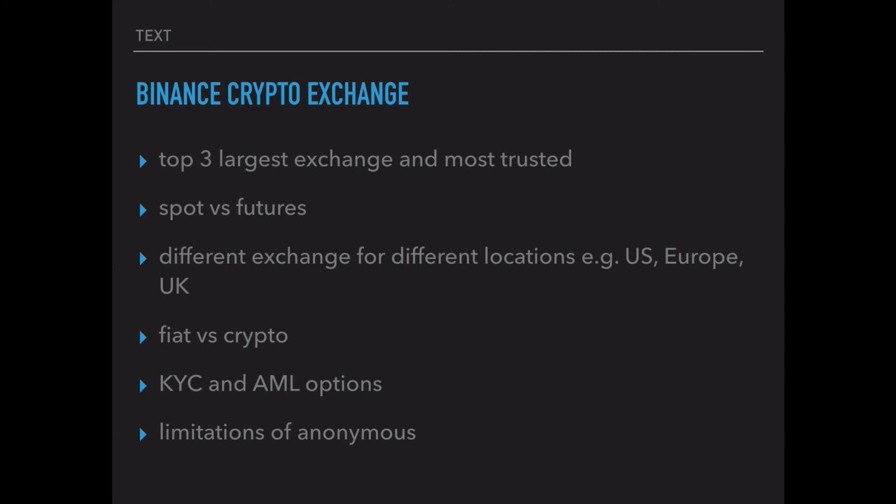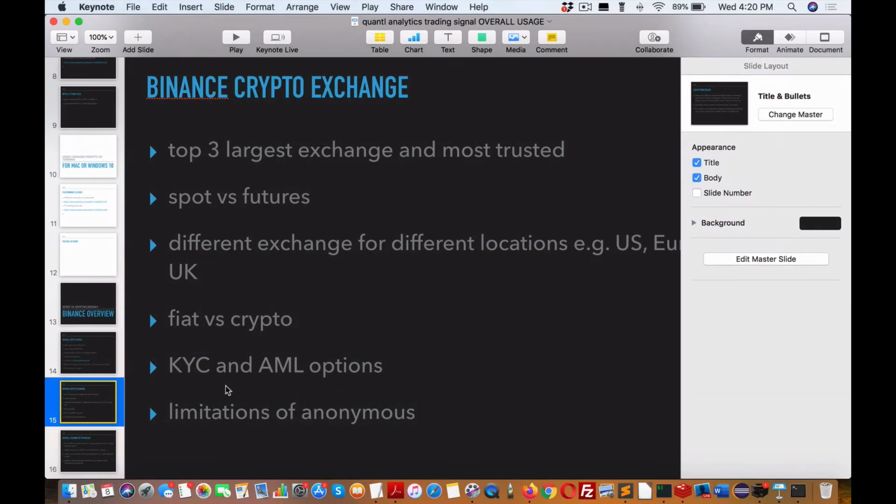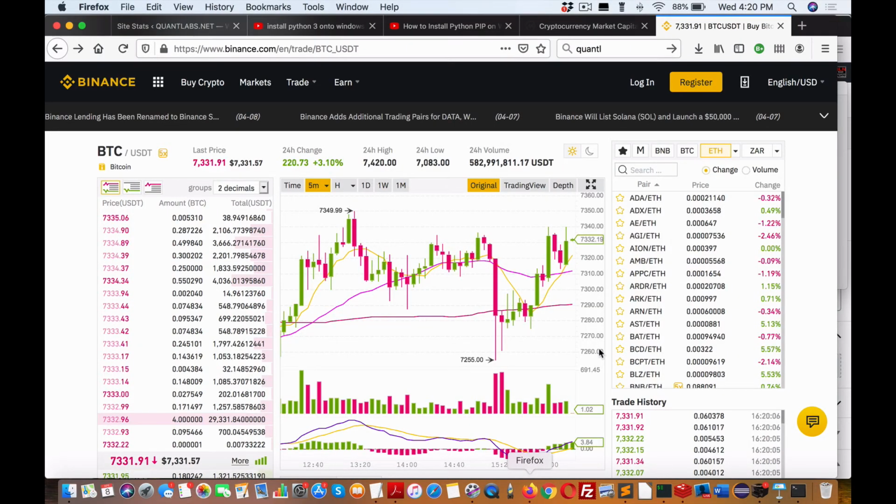So as I've shown you, we have Binance, which is one of the top three. I didn't even say maybe the largest, but definitely one of the most trusted. I've talked about the spot versus futures market. Now, let's talk about regulatory problems for Binance.